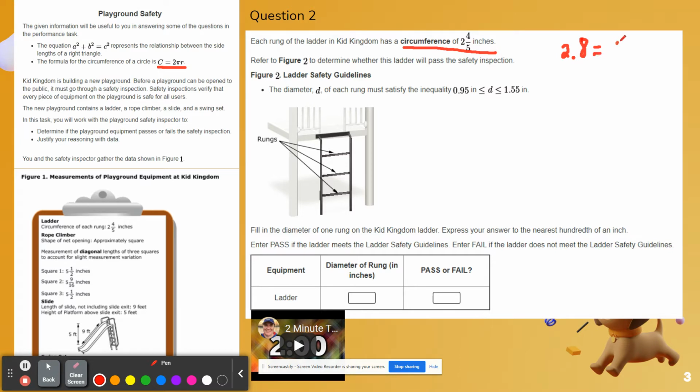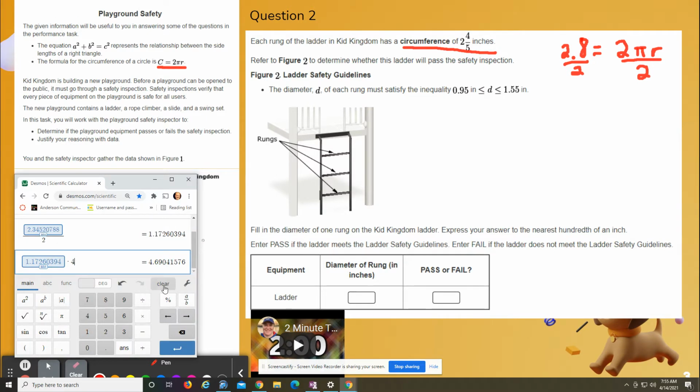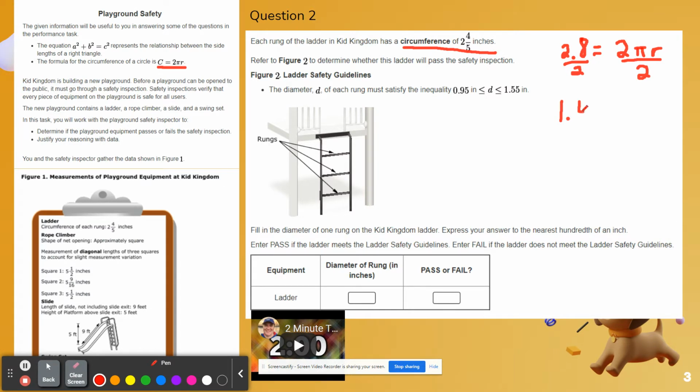2.8 is equal to 2 pi times radius. And we're going to solve this like an equation. The first step we're going to do is divide both sides by 2. You have access to a calculator, so you can literally do 2.8 divided by 2. It is 1.4. The 2's will cancel, which leaves you with just pi times radius.